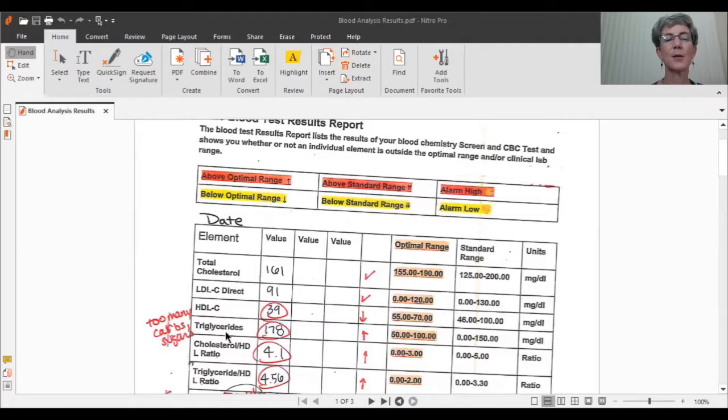So when it comes to cholesterol, your total cholesterol and your LDL are closely related. If the total cholesterol is high, the LDL is also going to be high. And if one of them's normal, the other one's likely to be in the normal range.